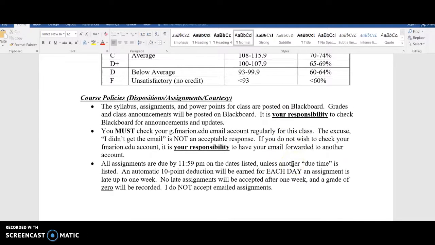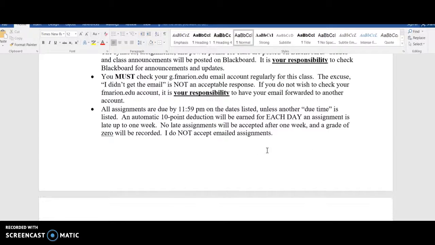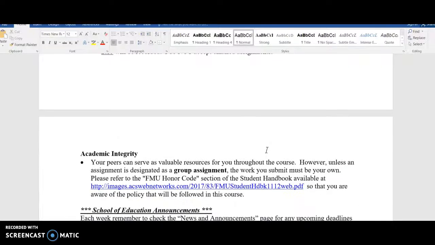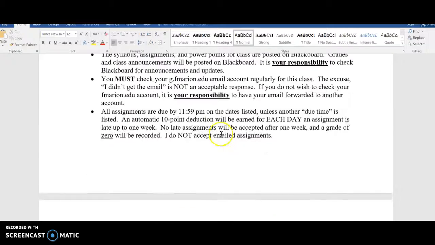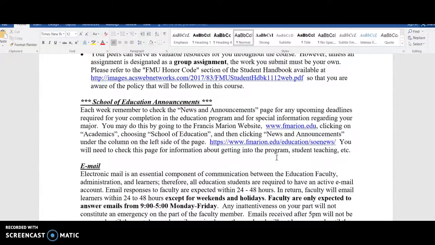All right, so here are some course policies. Your responsibility is to check Blackboard. Sometimes when I put an announcement on Blackboard, I always check the box that says send an email to the class as well. So there really shouldn't be any excuses for you not to get them. Assignments are due by 11:59 p.m.